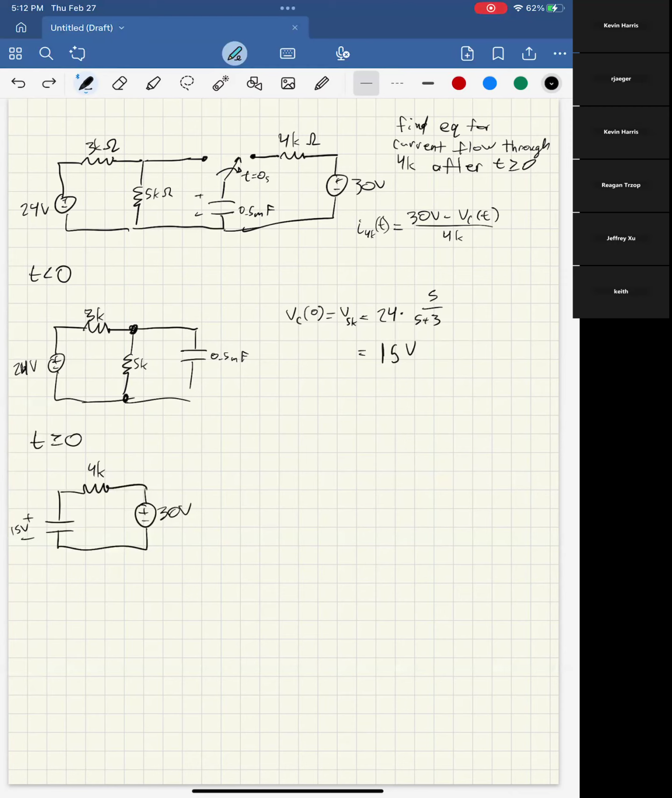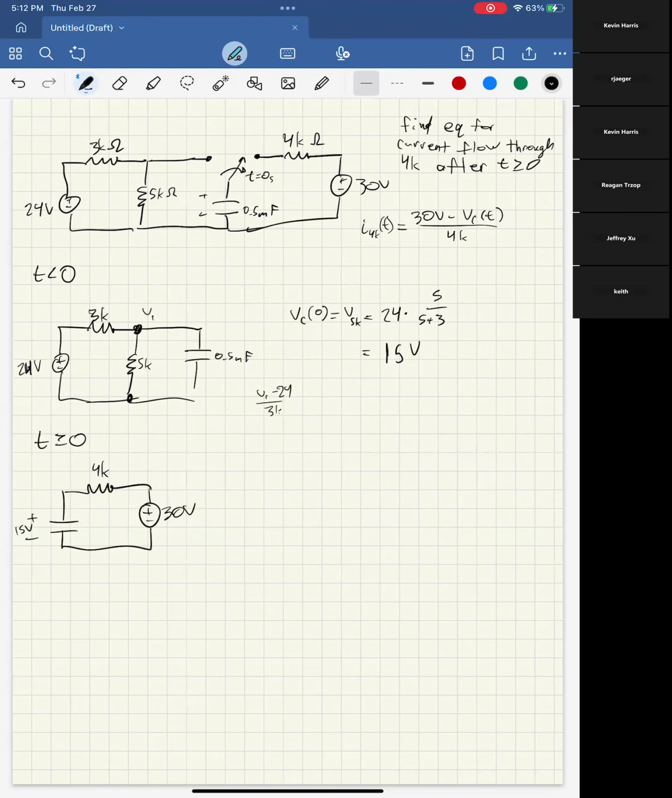There's a question, when should you use voltage division? You use voltage division whenever it's easy to. There's not really a specific time. It's just like here, the path is just two resistors. You got one resistor and another, and they're in series, right? So the voltage between them, it's very easy to do as a fraction. If you're not comfortable with it, you don't have to use it. You can always call this V1, V1 minus 24 over 3K plus V1 minus 0 over 5K equals 0 and solve for V1. But voltage division is nice and easy.